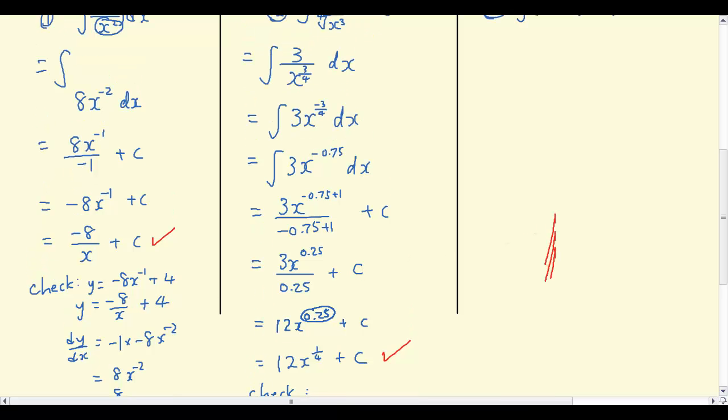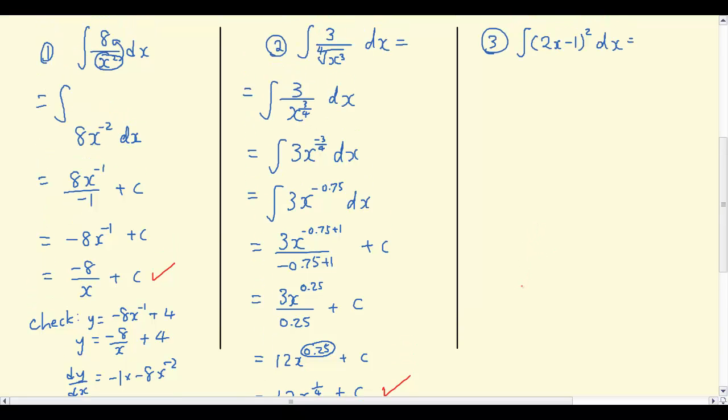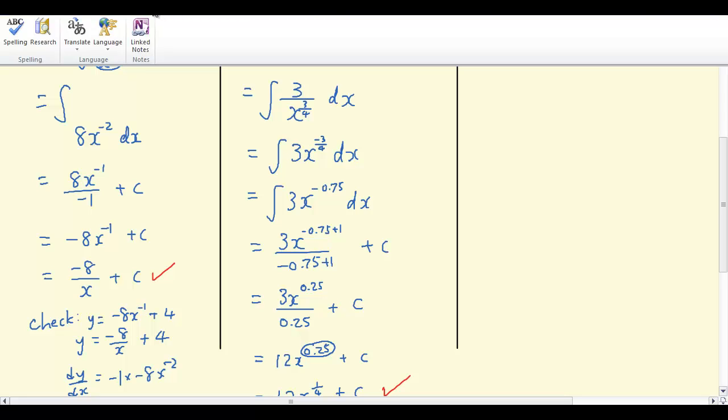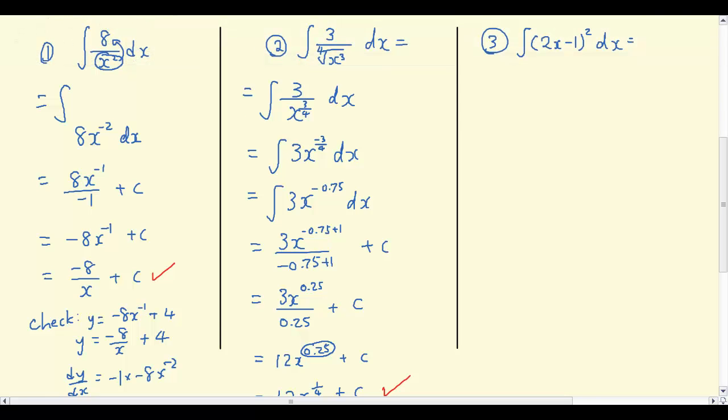Okay, so we've done 2 questions now. Let's get to the 3rd question. So here we have something in brackets to the power of 2. Now, we haven't learned how to integrate composite functions. If you remember, we can differentiate composite functions, but we haven't given you the rule for integrating composite functions. So what that means is we're going to have to expand it first.